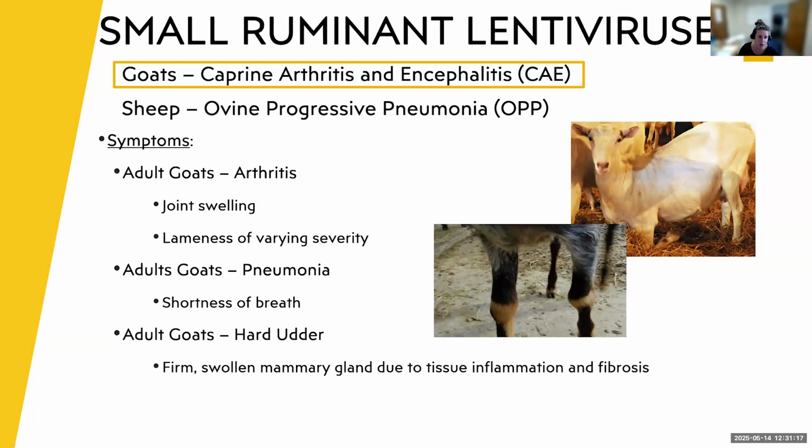It can also cause pneumonia, so shortness of breath, trouble breathing, or when they move really fast, they have a hard time moving around very much and get winded easily, as well as hard udder. So they'll have a firm, swollen mammary gland due to tissue inflammation and fibrosis.